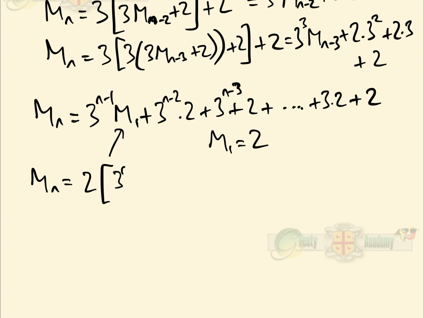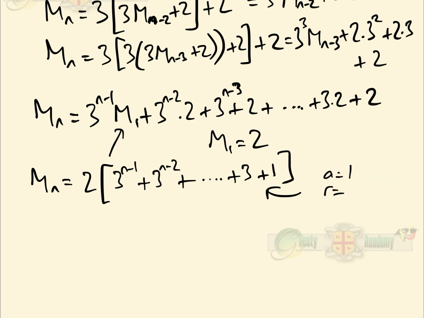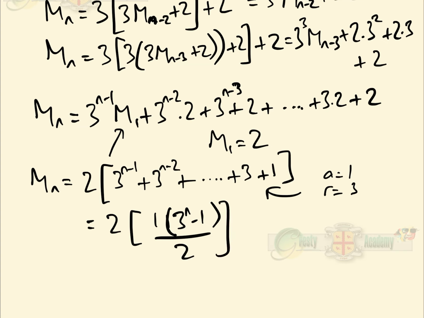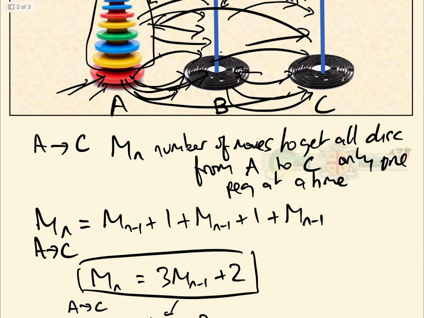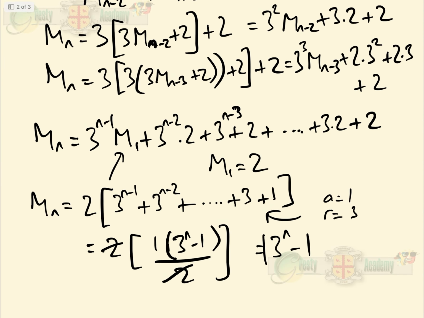We can take 2 out as a factor: 3 to the n-1 add 3 to the n-2 add and so on, add 3 add 1. And that basically equals the geometric series where a equals 1 and r equals 3 this time. So that equals 2 times 1 times (3 to the n minus 1) over (3 minus 1), which is 2, and the 2 cancels, which leaves us with 3 to the n minus 1. So this time, the number of moves it takes under the new conditions, where you're only allowed to move one peg at a time, the answer is 3 to the n minus 1.